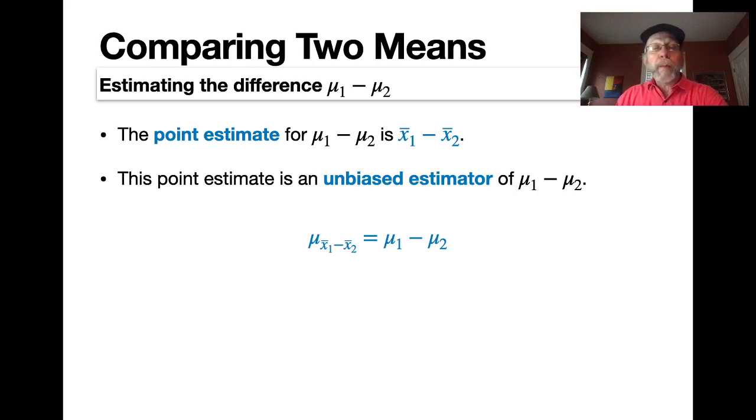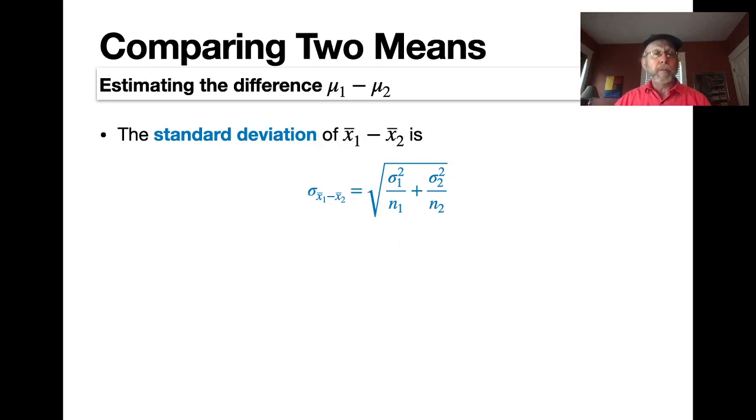We also have information about the standard deviation of our point estimate. That's given by this formula here. The standard deviation of x1 bar minus x2 bar is the square root of sigma 1 squared divided by n1. Sigma 1 is the standard deviation in the first group. N1 is the sample size in the first group. Plus sigma 2 squared over n2, and then take the square root of all of that.